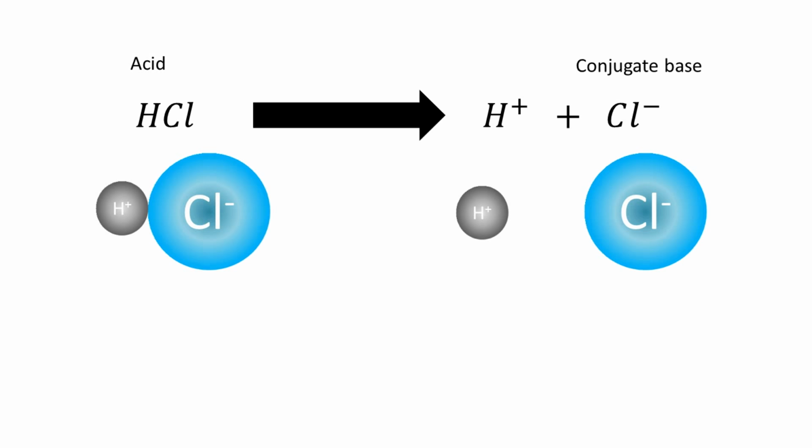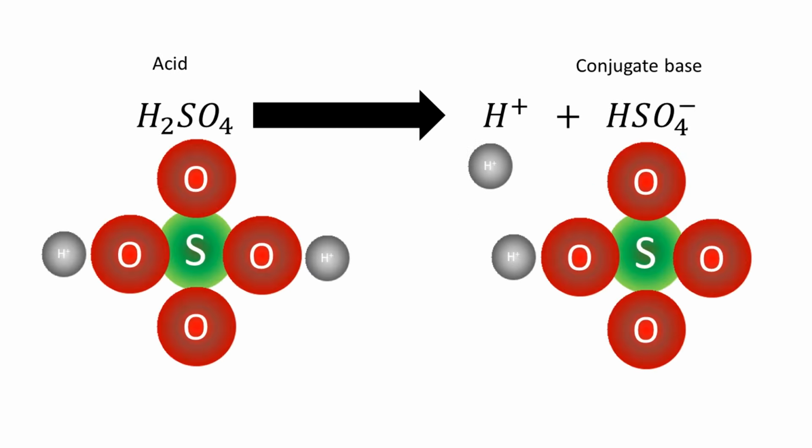For instance, the conjugate base of hydrochloric acid is the chloride ion. In another example, the conjugate base of sulphuric acid is the hydrogen sulfate ion. An acid can be defined as a substance capable of releasing protons in a solution.